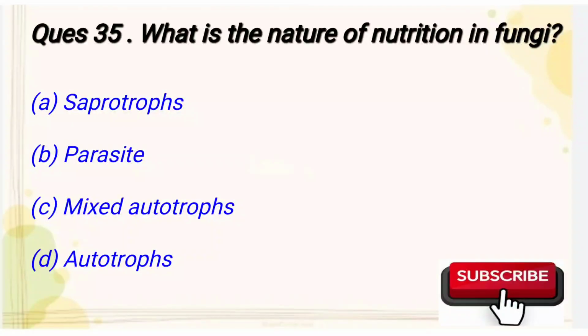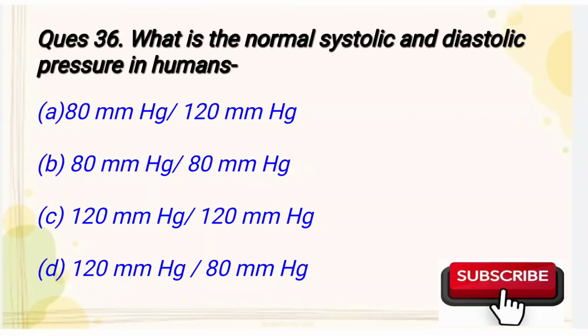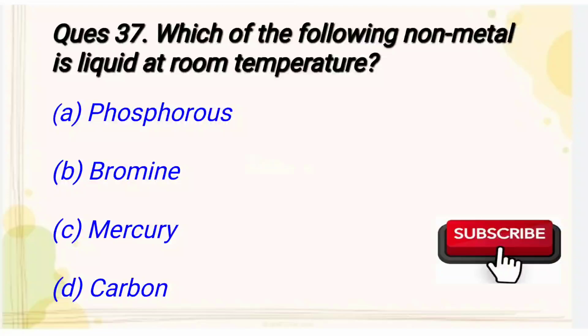What is the nature of nutrition in fungi? Saprotroph is the right option. What is the normal systolic and diastolic pressure in humans? Option D, 120/80 is the correct option. Which of the following non-metals is liquid at room temperature? Option B, bromine is the correct option.